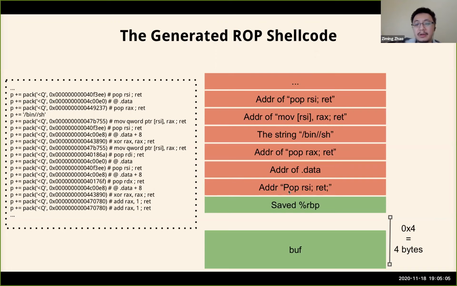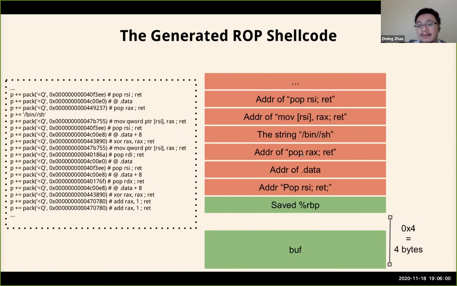There are two instructions here, and both instructions will influence the stack. Each instruction will increment the stack pointer by 8 bytes. When we actually execute this, the RSP will point to the next item on the stack, and it will execute pop RSI. After executing pop RSI, the address of data will go to RSI, and the RSP will increase by 8 bytes and point to the address of the next gadget. That is when we execute return, so we go to the next gadget.